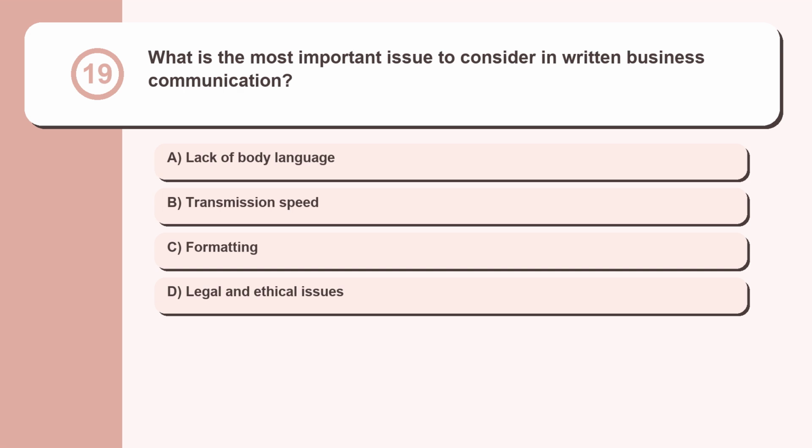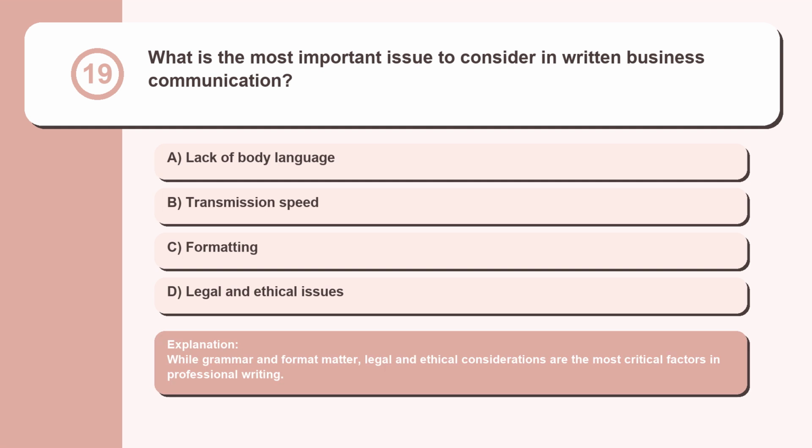Question 19. What is the most important issue to consider in written business communication? Here are your options. Option A. Lack of body language. Option B. Transmission speed. Option C. Formatting. Option D. Legal and ethical issues. Explanation. While grammar and format matter, legal and ethical considerations are the most critical factors in professional writing.